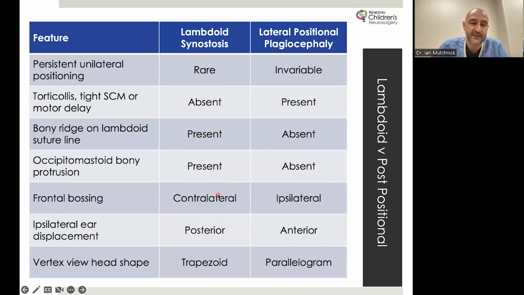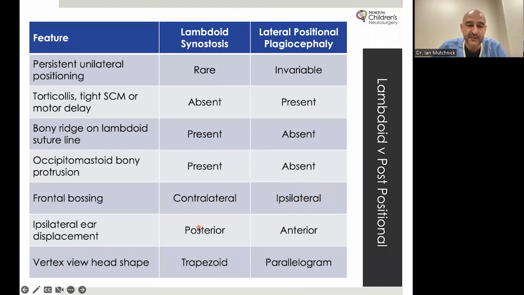Frontal bossing happens contralaterally with lambdoid synostosis, and it's ipsilateral with positional plagiocephaly. If you look at the flattening in the occipitoparietal region and there's frontal bossing on the other side, that's a strong indication that you should send the kiddo to us. If it's on the same side, like that forehead just got pushed forward, just like the back got flattened, that's a strong indication that it's positional.